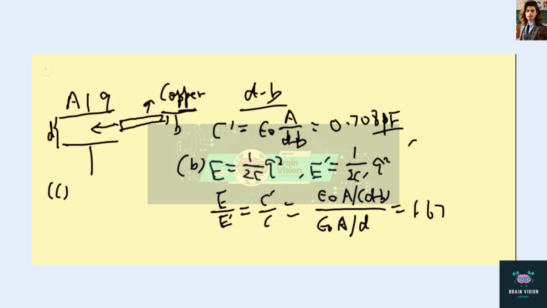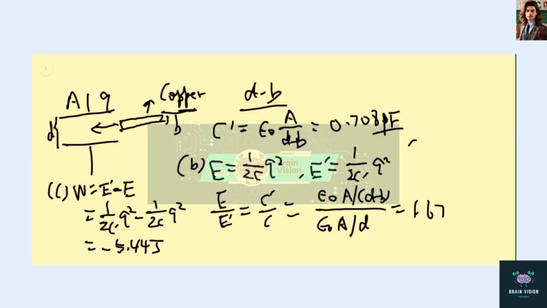And for part C, we want to know the energy difference before and after. That is the work, basically. So the work equals E prime minus E. We already know the expression for E prime, which is 1 over 2C prime Q squared, minus 1 over 2C Q squared. So this gives you negative 5.44 joules.